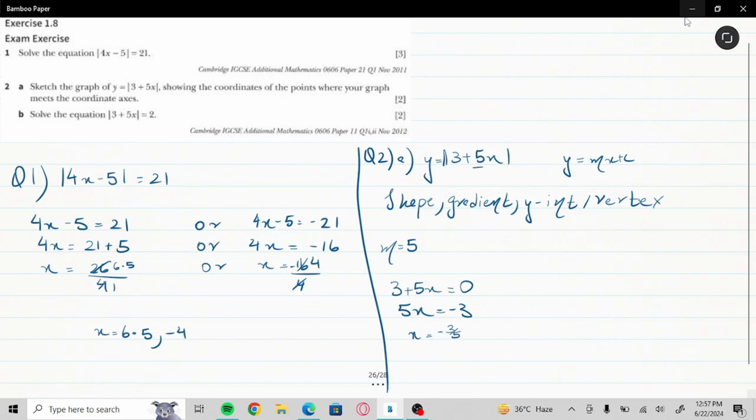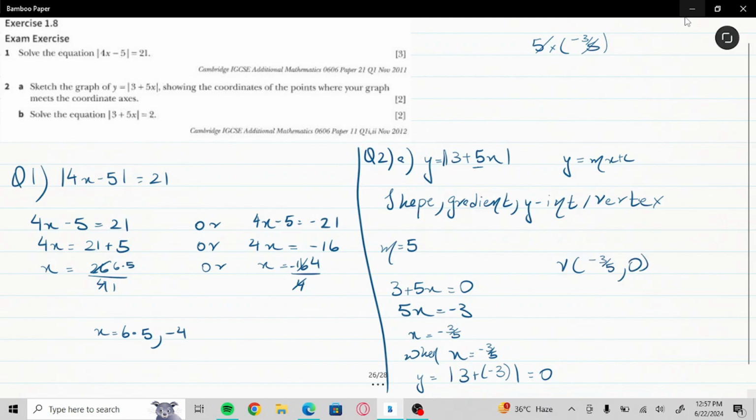Similarly, for the y value of the vertex, we have to find y when x is equal to negative 3 upon 5, obviously. So we get y is equal to the modulus of 3 plus 5 multiplied by negative 3 upon 5. Multiplying by negative 3 upon 5, we get negative 3. So 3 plus negative 3, so y is actually equal to 0. So our vertex is at the point negative 3 upon 5, 0.